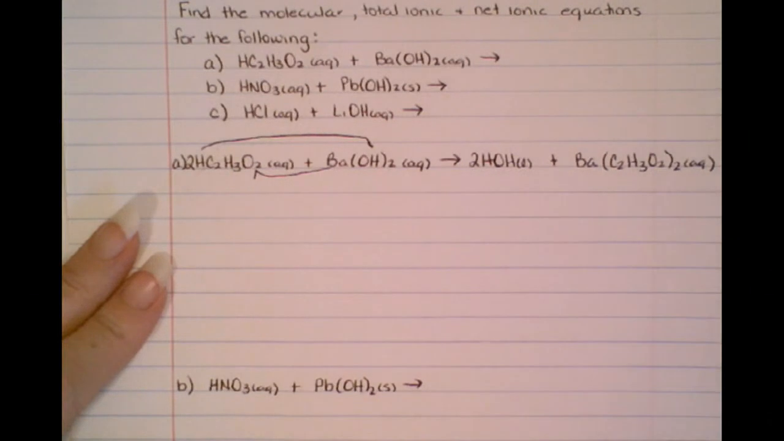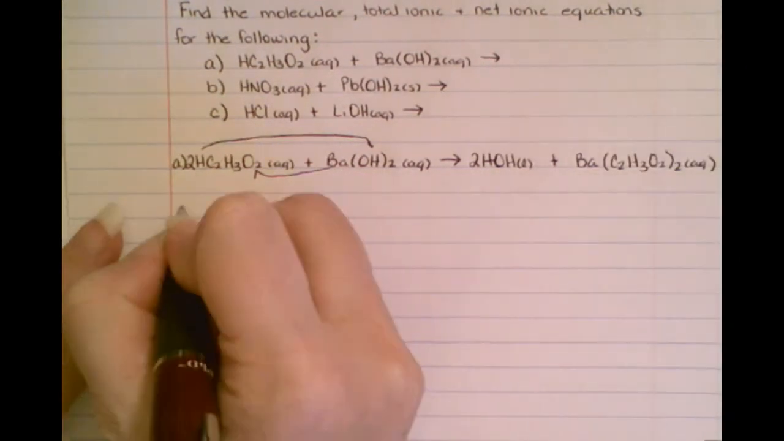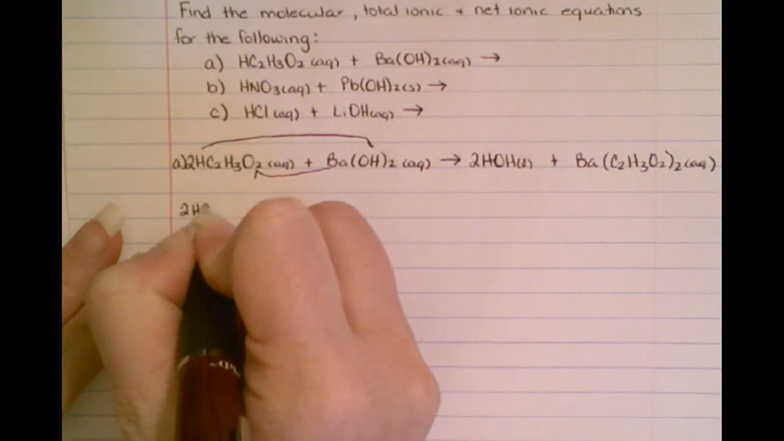Now, how do we do the total? If it's strong, it's going to break apart. So remember, if you're strong-willed, you can go do things on your own. If it's weak, it's going to stay together. So this first one right here, this is a weak acid. So I'm just going to rewrite it.